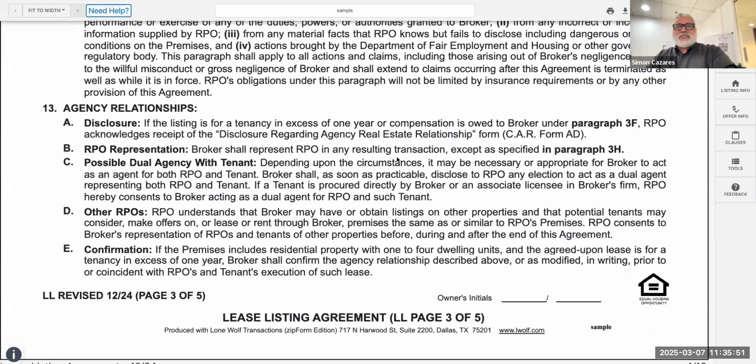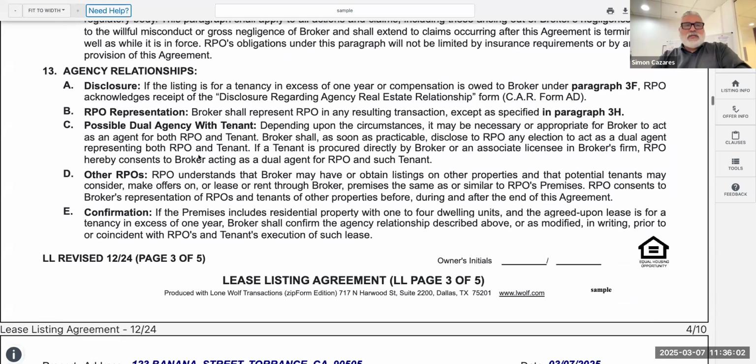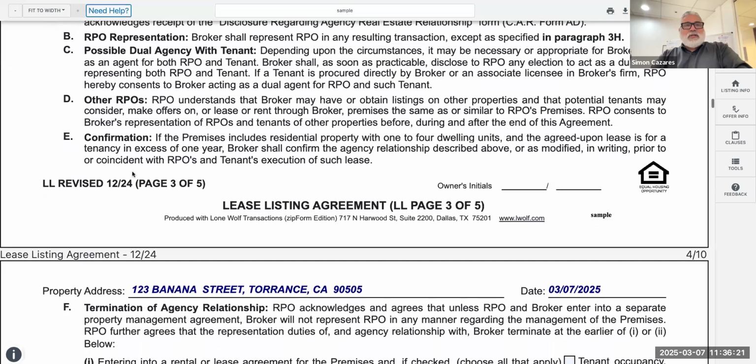13 goes into the agency relationship, disclosures, landlord representation. Broker shall represent landlord in any resulting transaction except as specified under paragraph 3H. Possible dual agency with tenant, right? You may be in a position that you have multiple tenants. You, as a listing agent, may have multiple tenants that you're submitting applications on behalf of to the landlord, right? So it's just, again, full transparency and full disclosure.